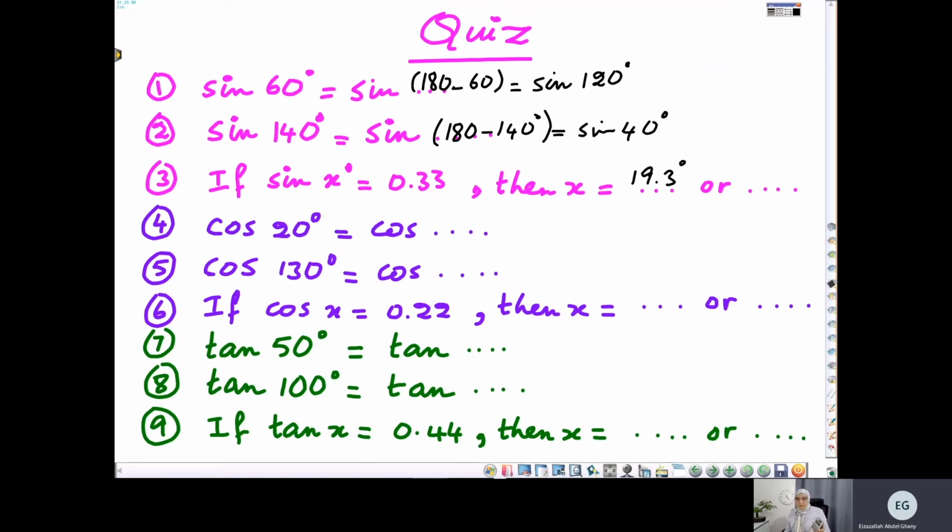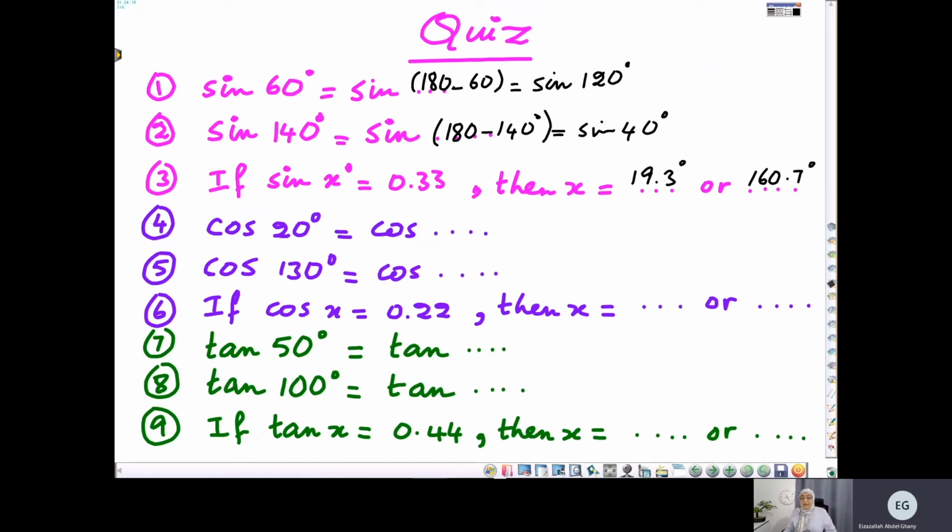Oh, how shall I know the other one? Your human brain, you'll get it. Say 180 minus answer. 180 minus answer will be 160.7. Don't forget to write the bubble of the degrees.